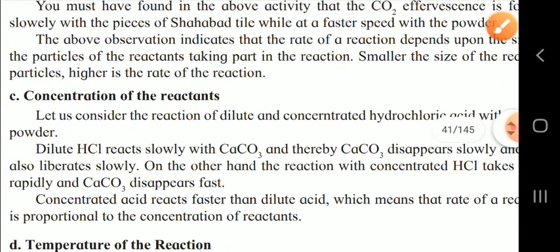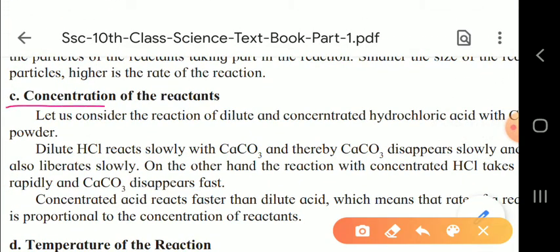Let us see the next one, that is concentration of the reactant. So here we will see that in one test tube we have to take the dilute hydrochloric acid, while in the other we have to take concentrated. Concentrated means pure form, and dilute means where the water is mixed. So naturally, that dilute hydrochloric acid will react slowly.